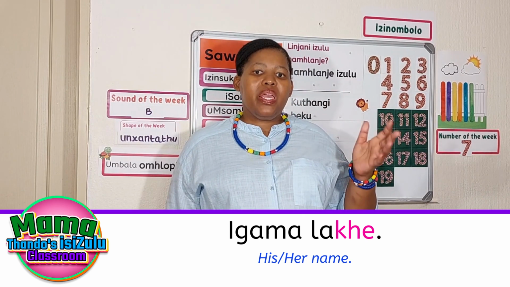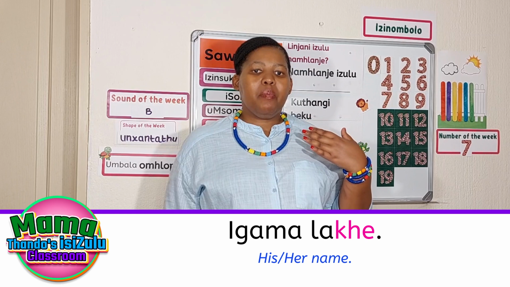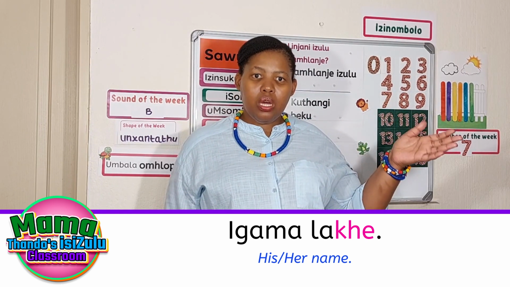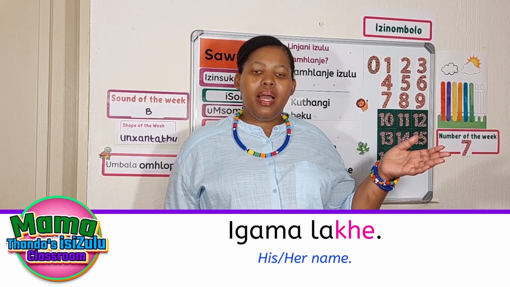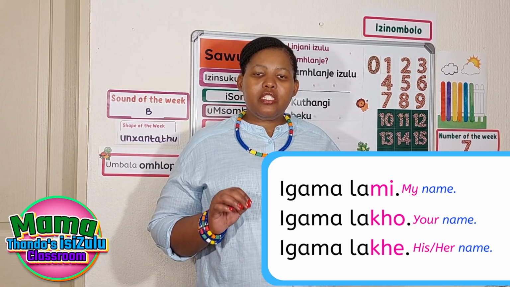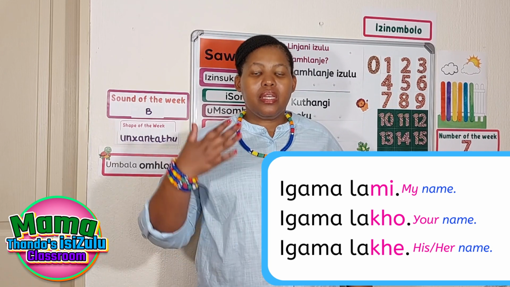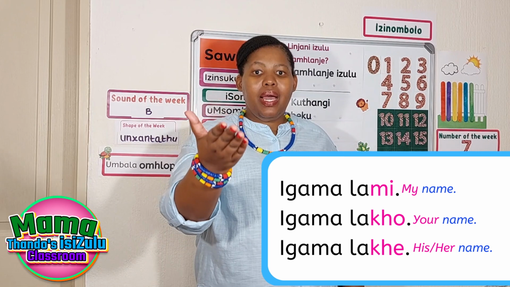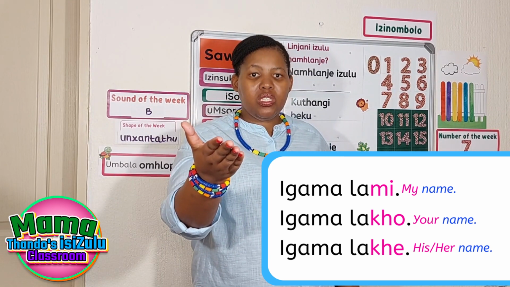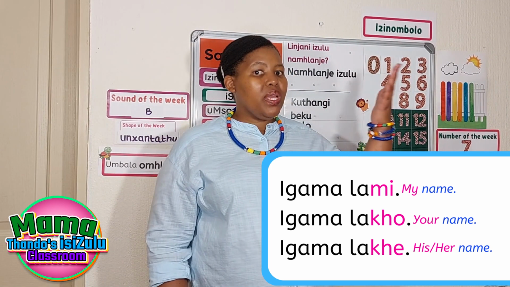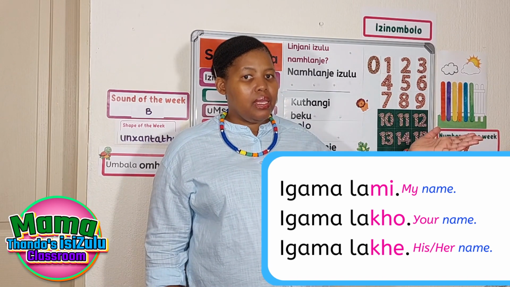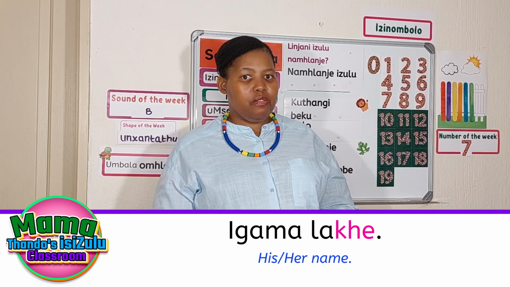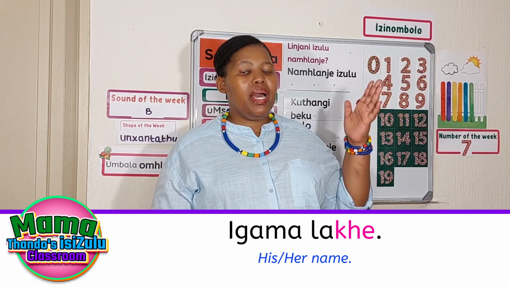So we are now going to say igama lakhe, his name or her name, igama lakhe. The only difference from the other ones we said, igama lami, we ended with mi. Igama lakho, we ended with ko, which is KHO. And now we are saying igama lakhe, we are ending with KHE. Now, will you repeat that after me? Igama lakhe.